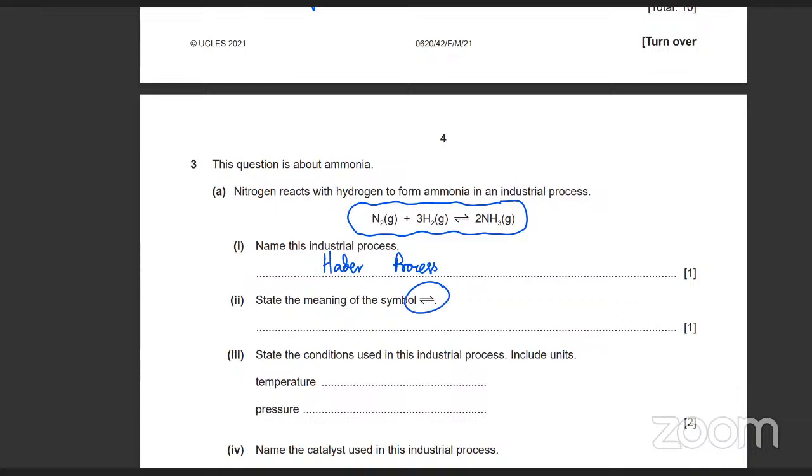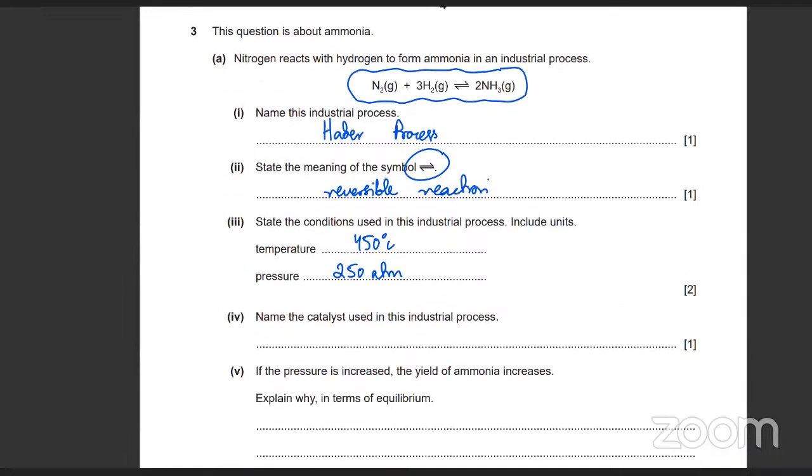What is the meaning of this symbol? It's a reversible reaction. So it shows that the reaction is reversible. State the conditions used in the industrial process. What is the temperature? 450. And the pressure? 250. Anywhere between 100 to 500 atmospheres, that's fine. Name the catalyst that's used in the process. Iron. Fe is the catalyst.